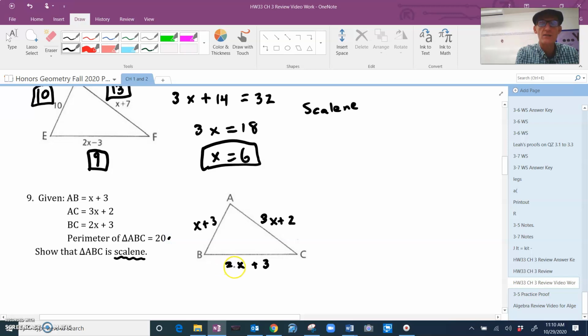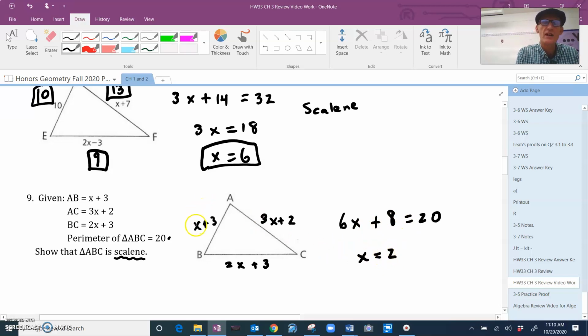So 2x plus 3x is 5x, plus another x is 6x. 2 plus 3 is 5, plus 3 is 8. 6x plus 8 equals 20. We subtract the 8 and we get x equals 2. Subtract the 8 and divide by 6.